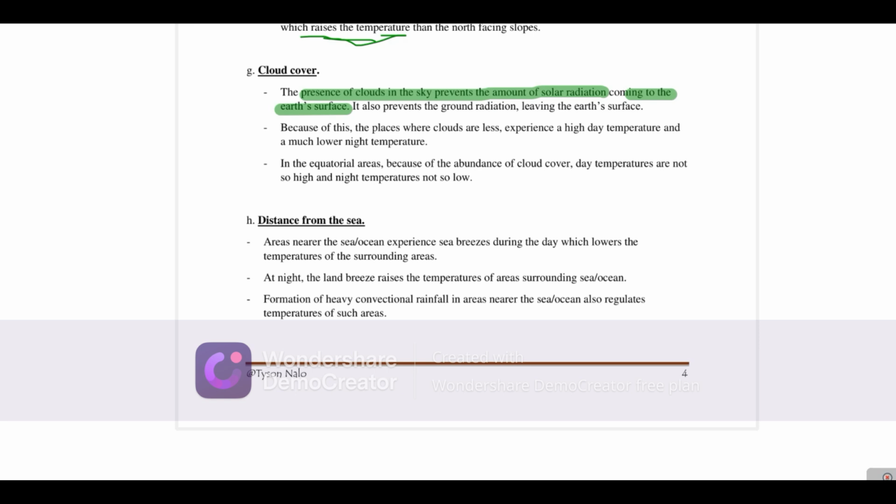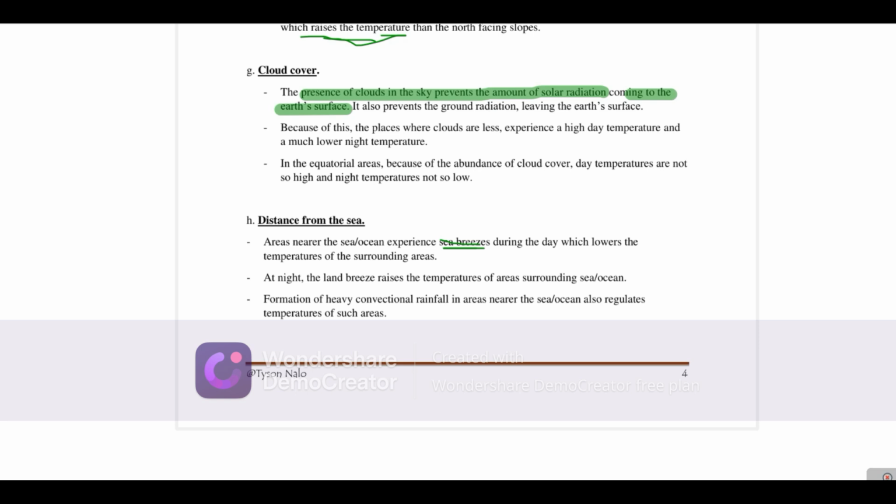When we say that it's a high temperature or a low temperature, what are some of the factors that have caused it? Let's now move to distance from the sea. In this case, we say that areas near the sea or ocean experience what we call sea breezes. They will experience sea breeze during the day, which lowers the temperature of the surrounding areas.